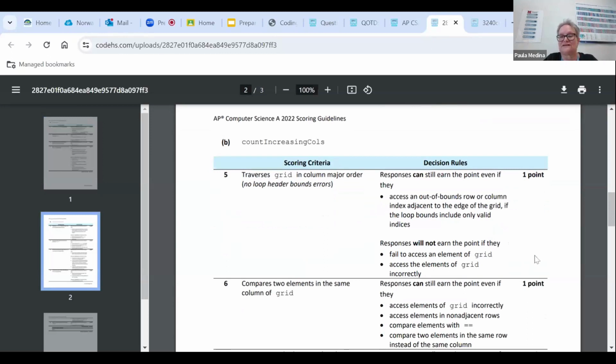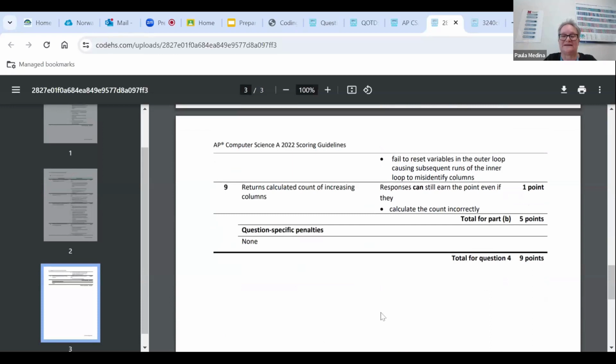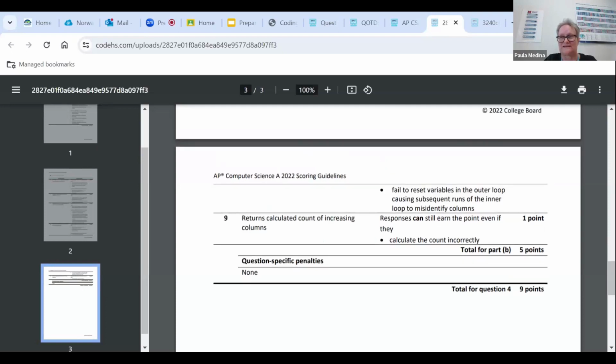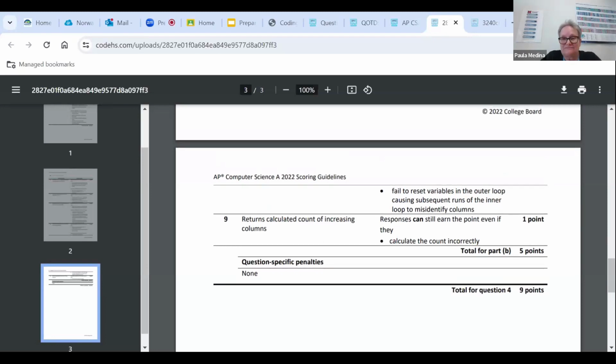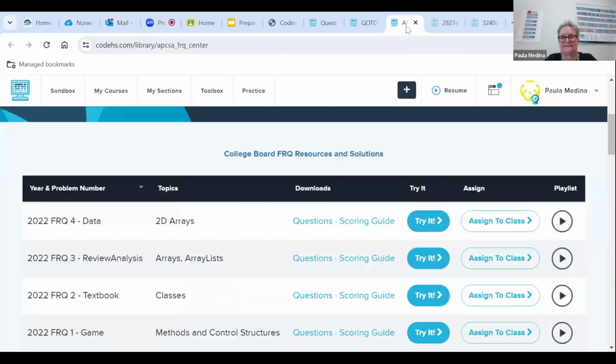So these are really good to go through and try to just speak the lingo, if that makes sense. But I'm not saying this is easy, because a lot of us as teachers would probably disagree with how they award points. But these are excellent ways to help your class review and learn about this. So we have the scoring guide. Now you can assign them to your class.